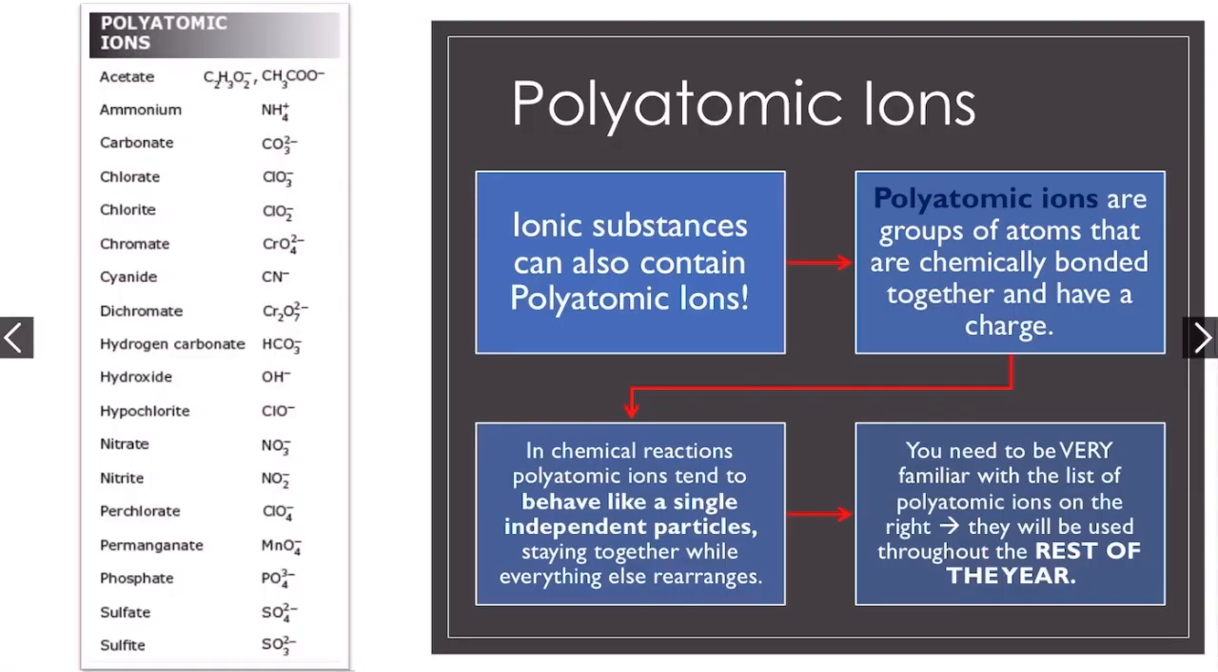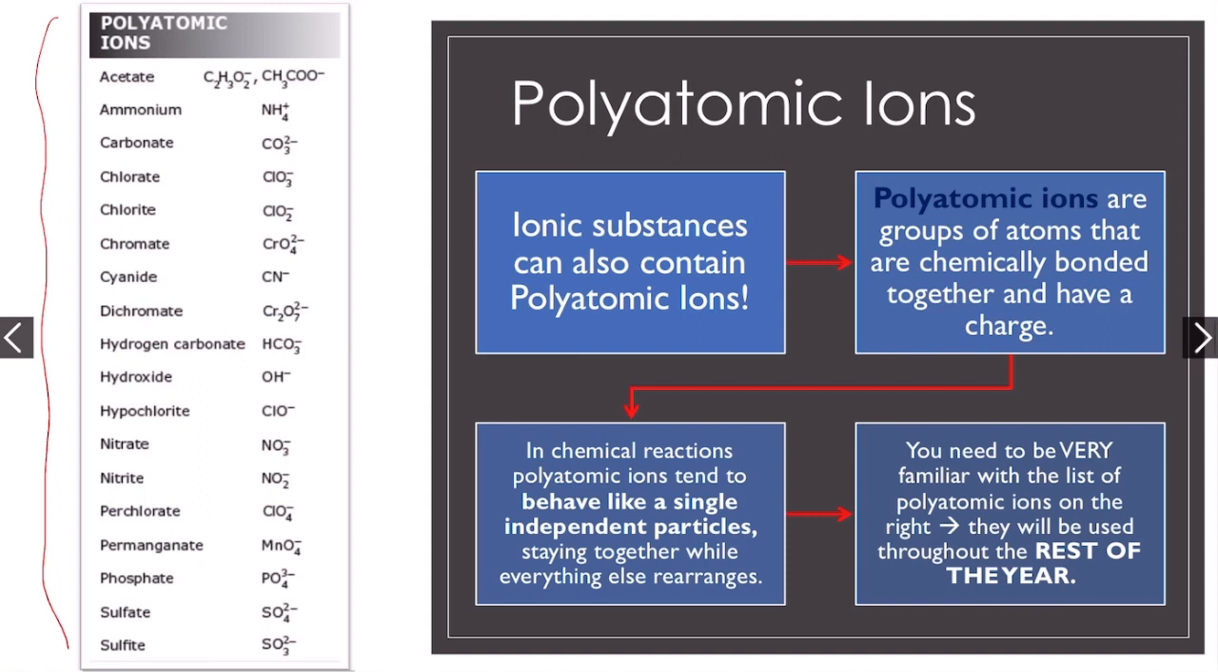All right, so ionic compounds can also contain things called polyatomic ions. And polyatomic ions are groups of atoms that are chemically bonded together and have a charge. And so here's a list of the polyatomic ions that we are going to use in our class this year. A polyatomic ion is, like I said, a group of atoms that's chemically bonded, and they behave like single particles in chemical reactions. So it's a group of atoms that all stays together while everything else around them is rearranging, okay? So you can treat them like a single independent particle.